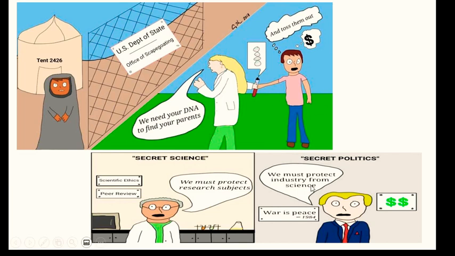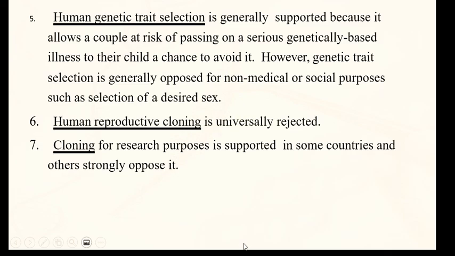We must protect industry from science. War is peace. We must protect research subjects. Scientific ethics, peer review. This picture describes the effects of bioethics on our society. Human genetic trait selection is generally supported because it allows a couple at risk of passing on a serious genetic-based illness to their child a chance to avoid it. However, genetic trait selection is generally opposed for non-medical or social purposes such as selection of desired sex.